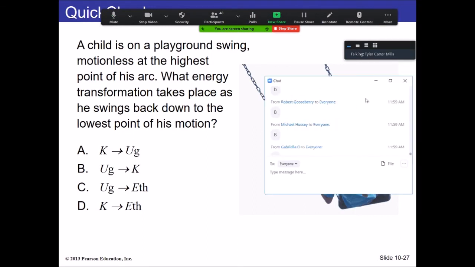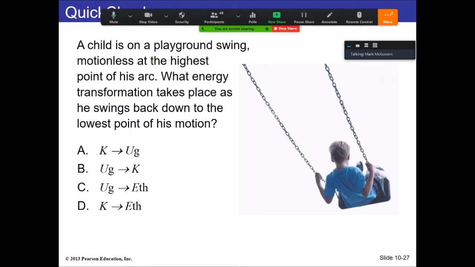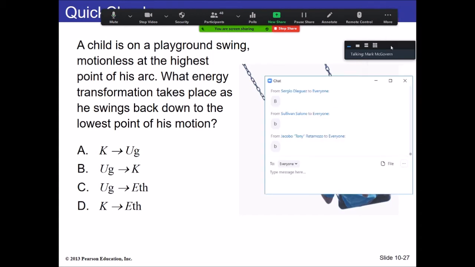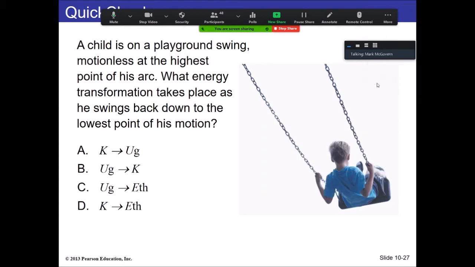What is UG again? That's gravitational potential energy. So U is a universal symbol for potential energy, and there's subscripts that correspond to the different types. G is for gravitational, S is for spring, and so on. E is for electricity and all that. Okay. But yeah, B, huh? I like B because it's right.